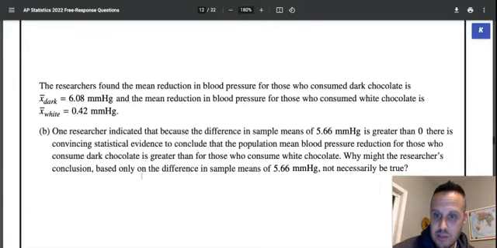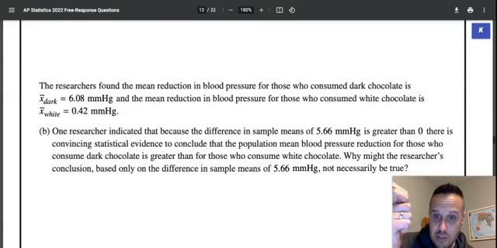Why might the researcher's conclusion based only on the difference in sample means not necessarily be true? Oh, because this is evidence that it's greater than 0 because we didn't get exactly 0. So any non-zero number is evidence that it's not 0. But could it still be 0? And this is where you would need a p-value.